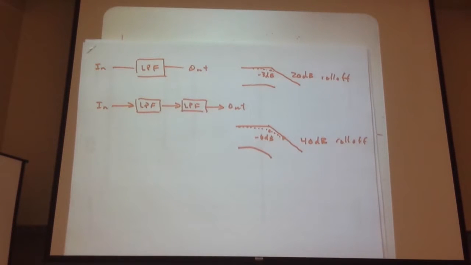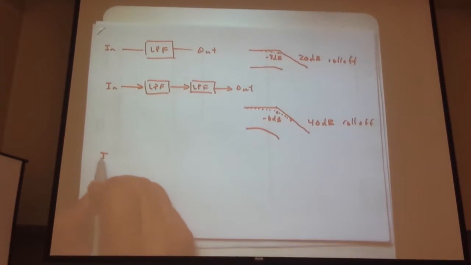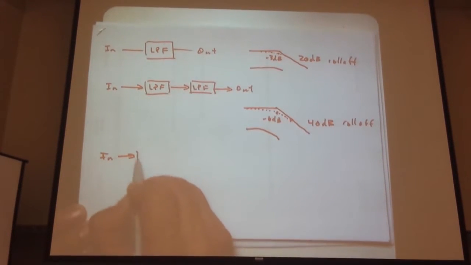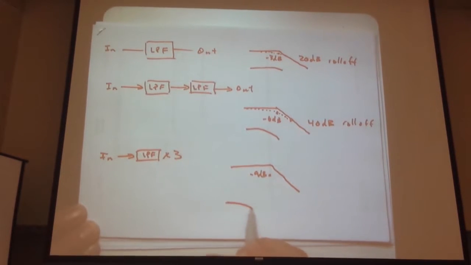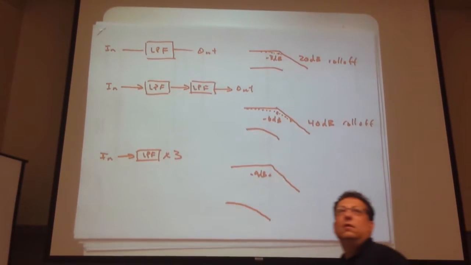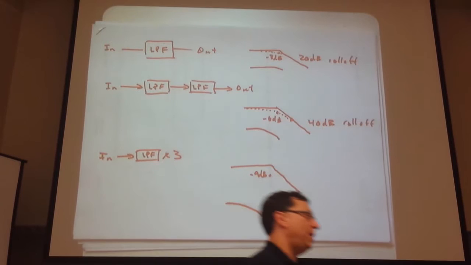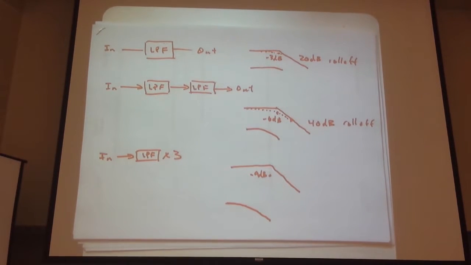We can look at 3 LPF times 3, and then we get something that's minus 9 dB. And our pass band looks something like that. So even worse. Again, that's a little exaggerated, of course. But each pole we add to get that better roll off, we lose flatness in our pass band.